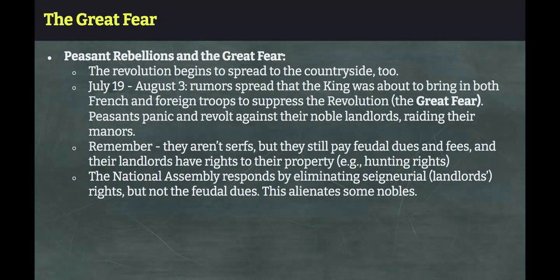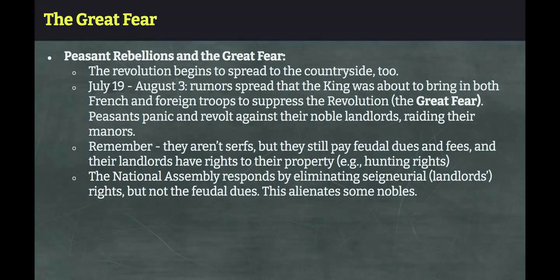All right. But so those are the workers, right? The peasants also participate in the revolution. So the revolution spreads to the countryside. So in the summer of 1789, July 19th to August 3rd, even more rumors spread that the king was about to bring in both French and foreign troops to suppress the revolution. And these rumors are called the Great Fear. And just as a little side note here, this is just a wonderful illustration that fake news and rumors have been with us for a really, really long time and have inspired political action. So this is not just a result of social media and the internet, for sure.